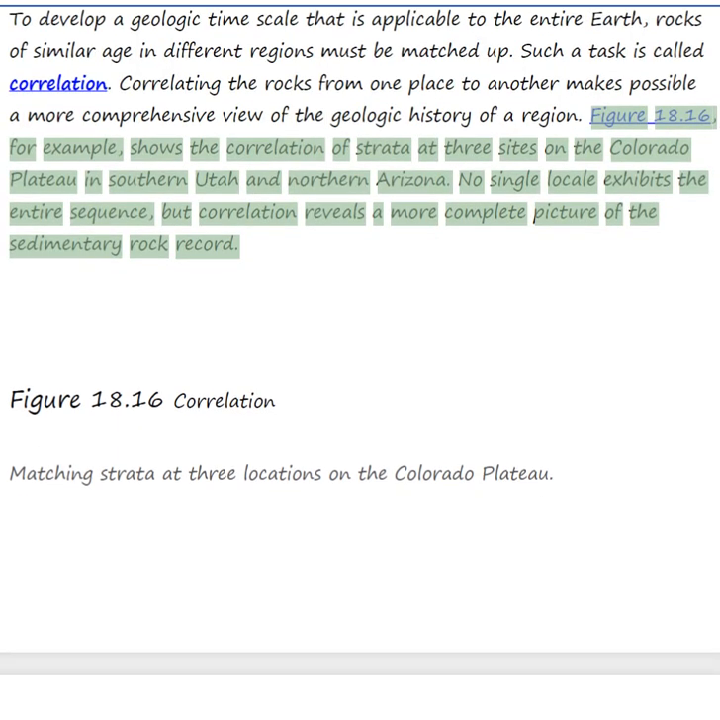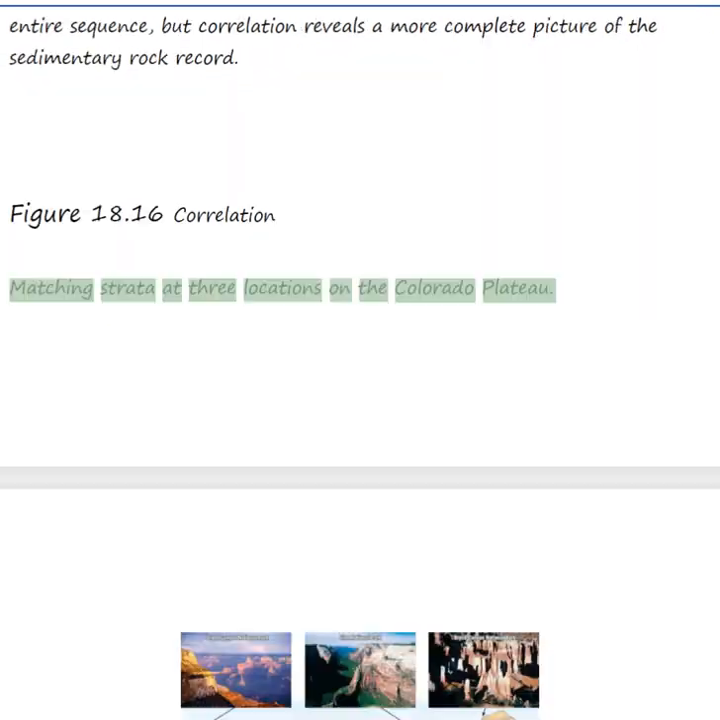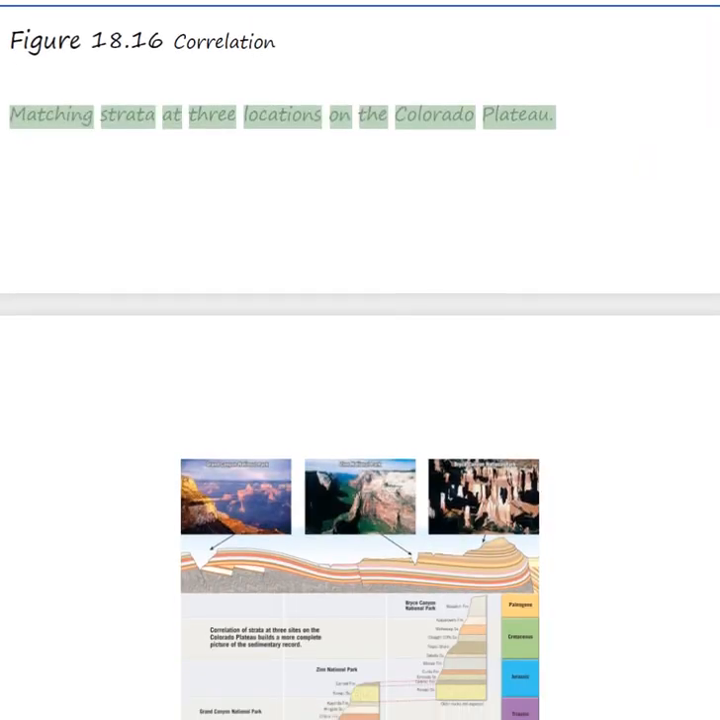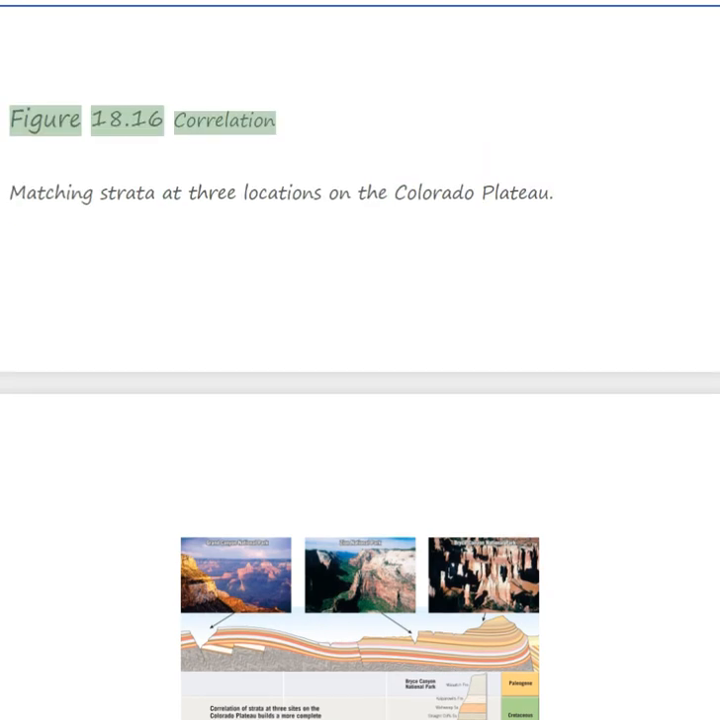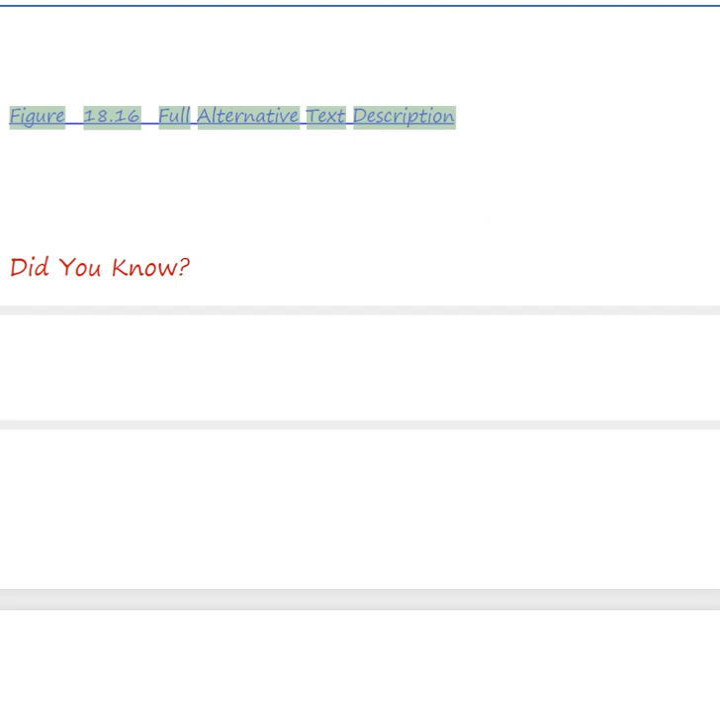Figure 18.16, for example, shows the correlation of strata at 3 sites on the Colorado Plateau in southern Utah and northern Arizona. No single locale exhibits the entire sequence, but correlation reveals a more complete picture of the sedimentary rock record. Matching strata at 3 locations on the Colorado Plateau. Figure 18.16 Correlation. Figure 18.16 Full alternative text description.